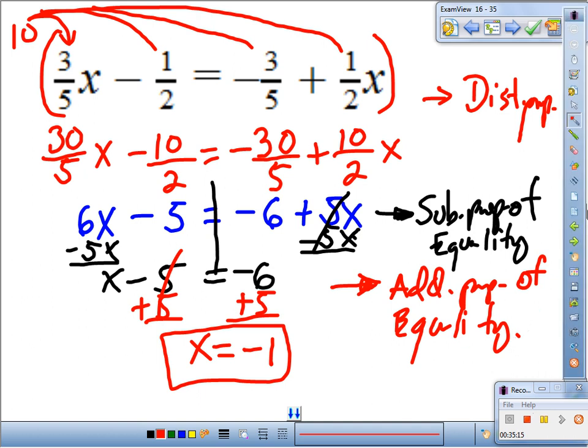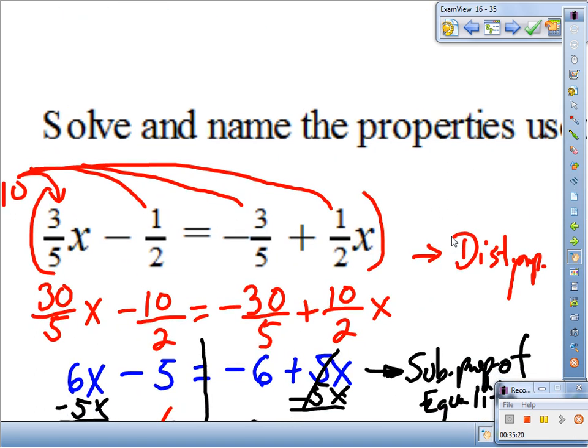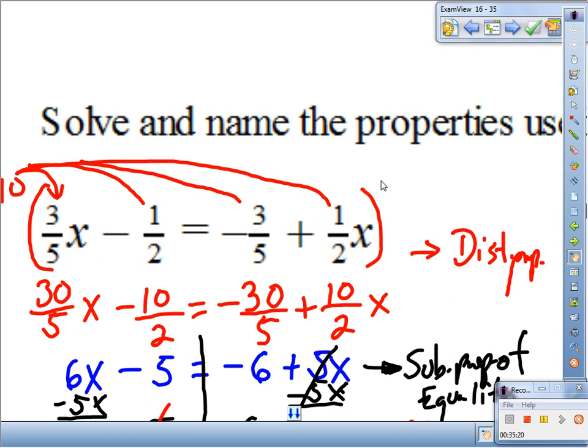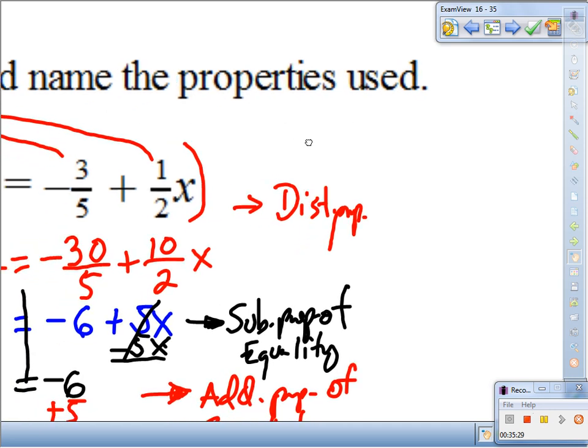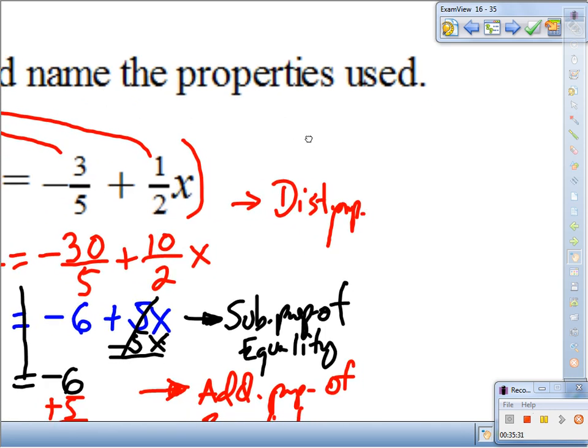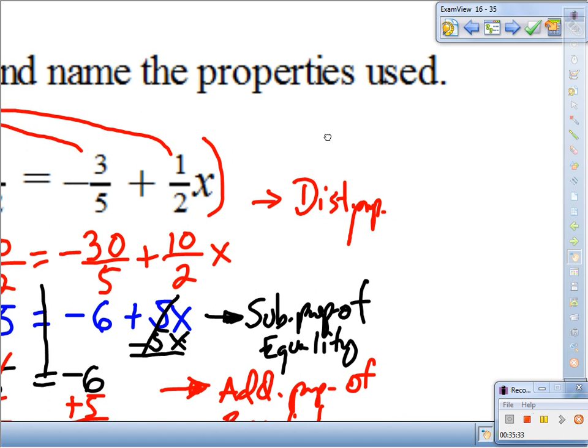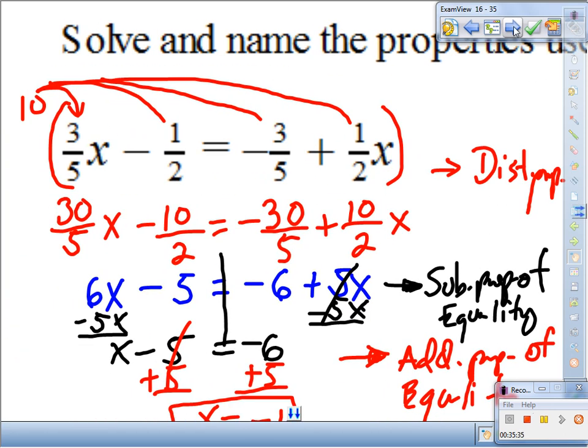All right, just make sure, guys, when you're going through these problems, you read the instructions thoroughly. Does everybody know what thoroughly means? Completely. All right? Solve and name the properties used, because everything that you forget is a point, and they start adding up pretty quick. All right? Go to number 17.